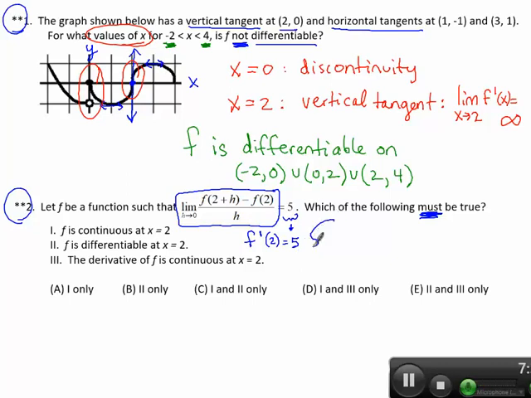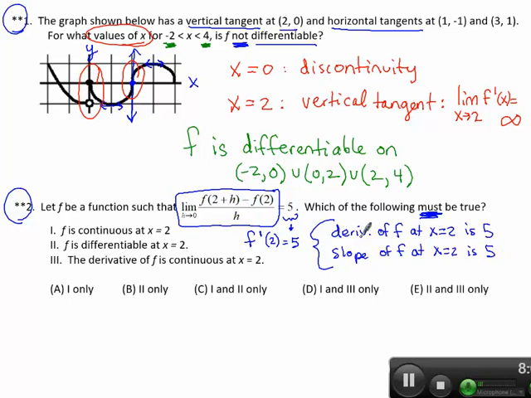What does that mean? That means the derivative, I'm going to abbreviate, the derivative of f at x equals 2 is 5. What does derivative mean? Slope of the tangent line. So the slope of f at x equals 2 is 5. Just another way to say that.